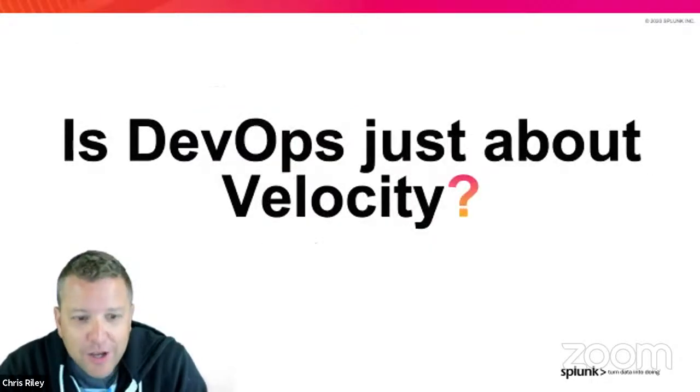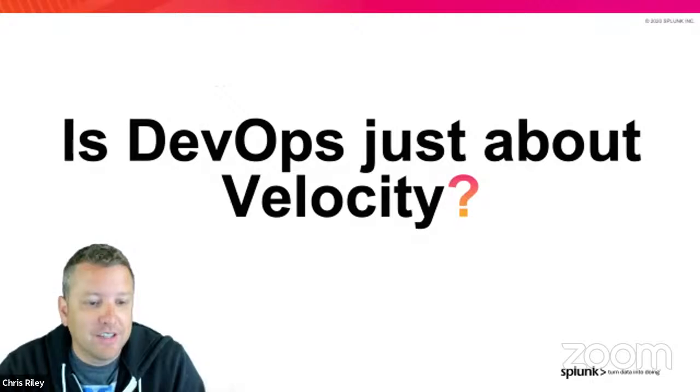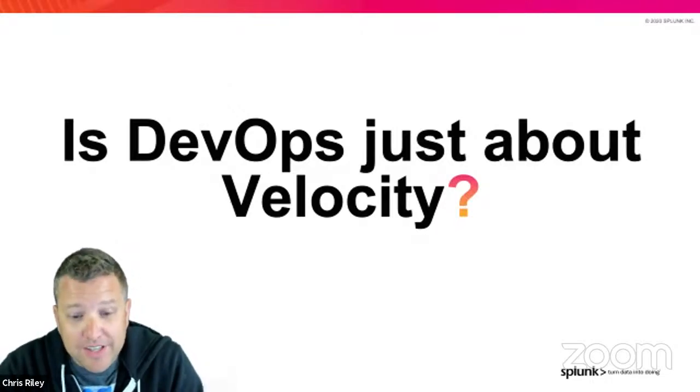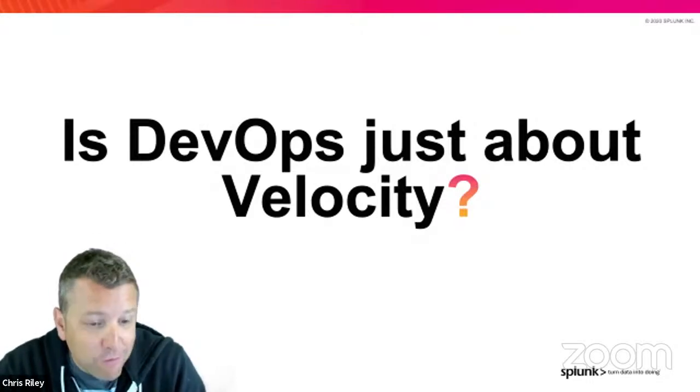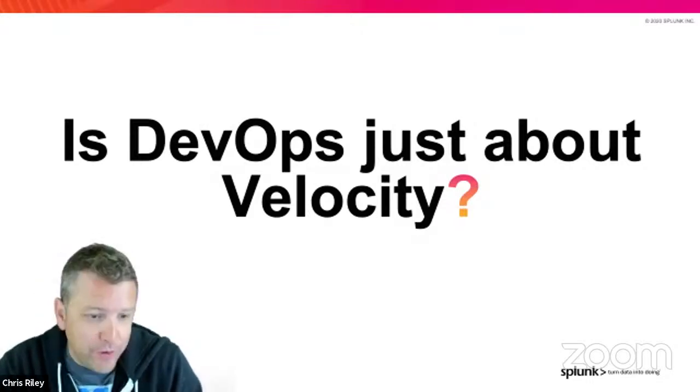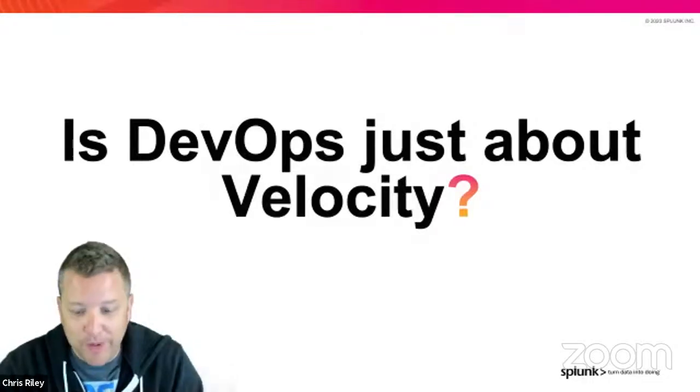And so I'd argue that DevOps is not just about velocity. It is about enabling velocity in a very efficient way so that you can get in that F1, the road is paved in front of you, and you have all the tools you need to maintain that speed.